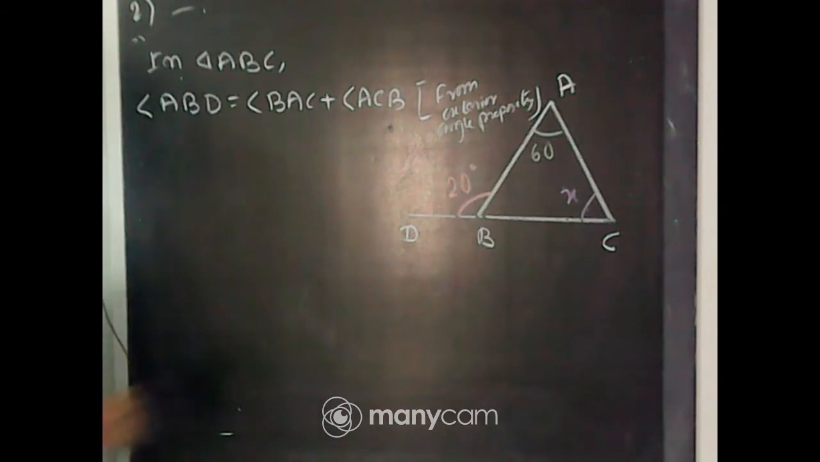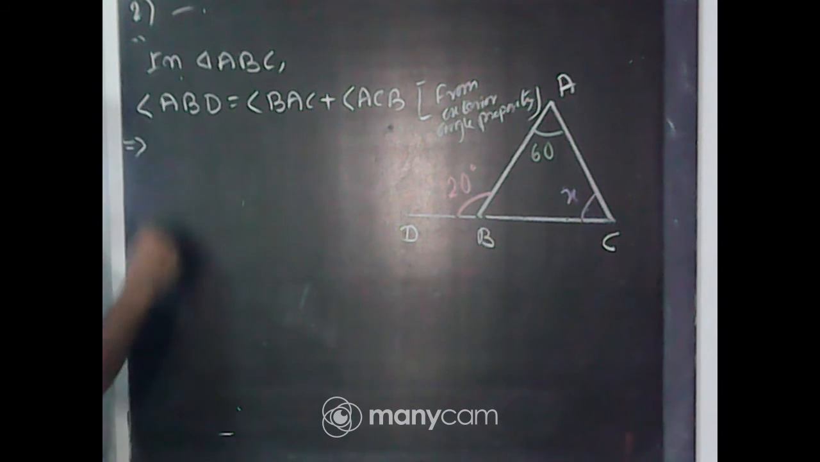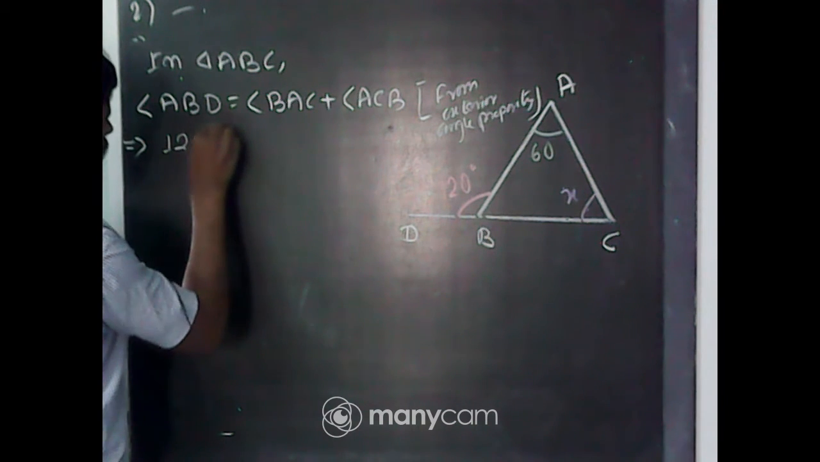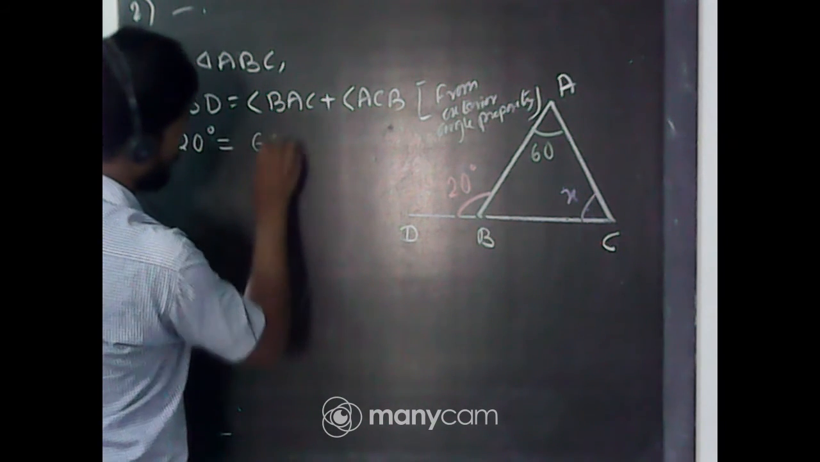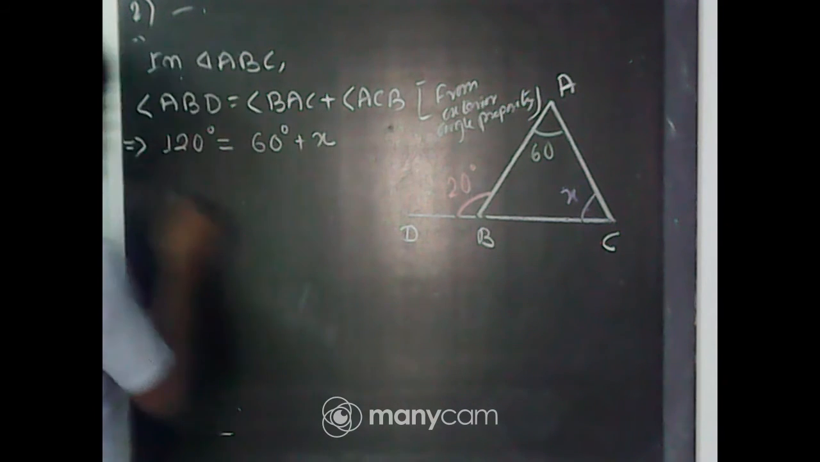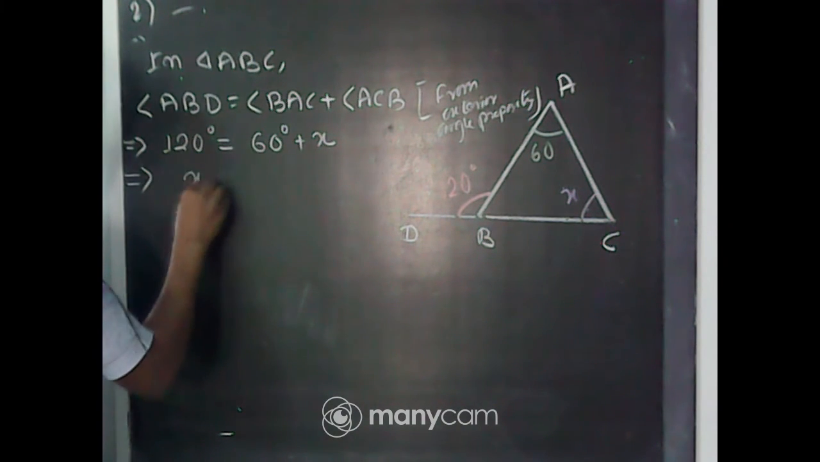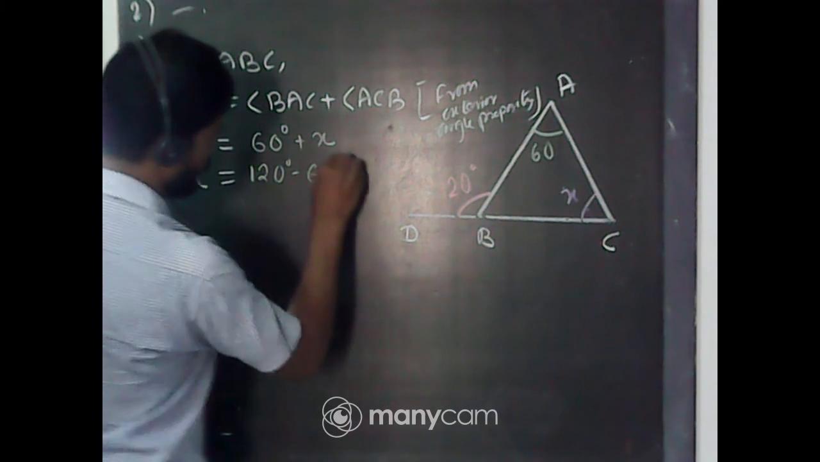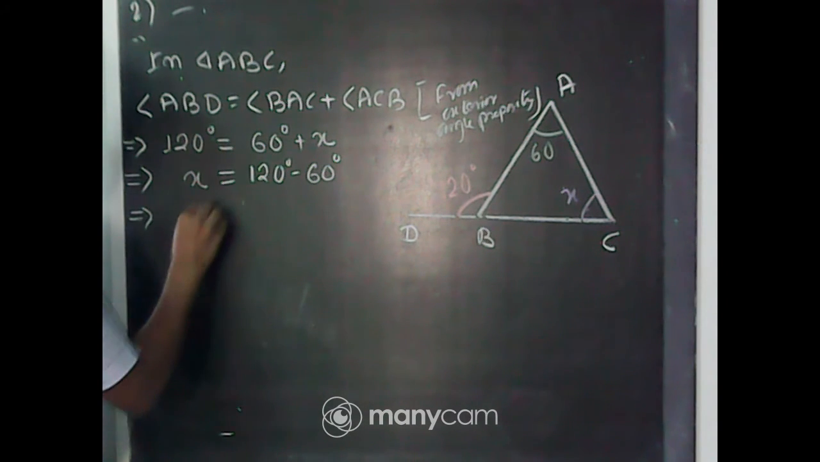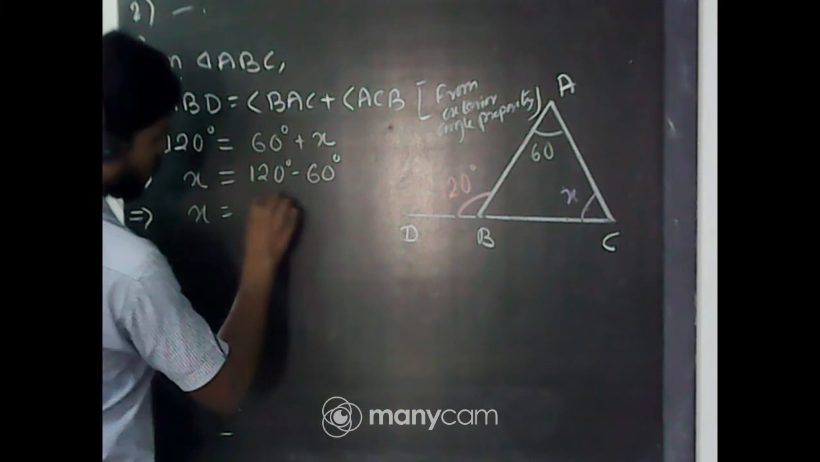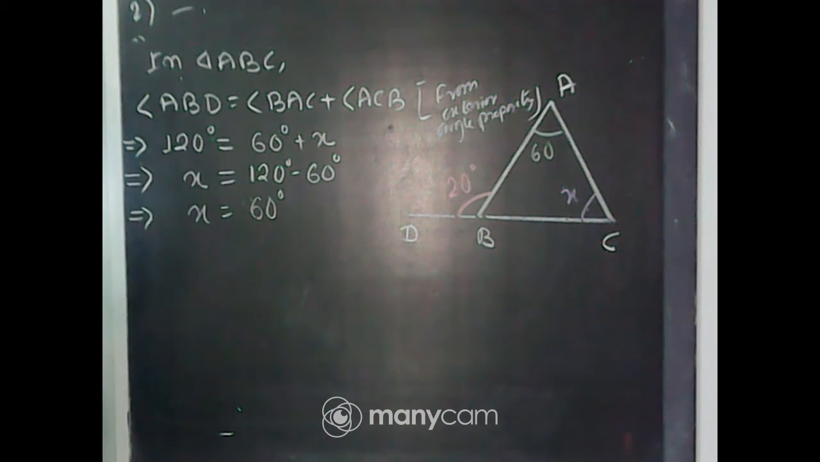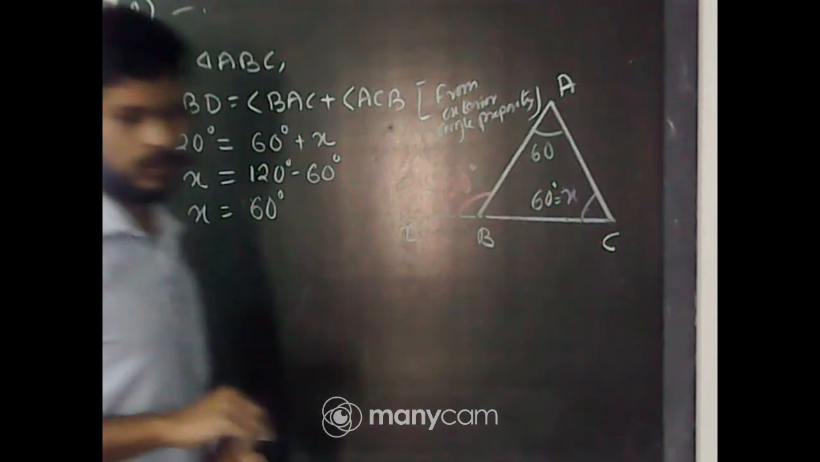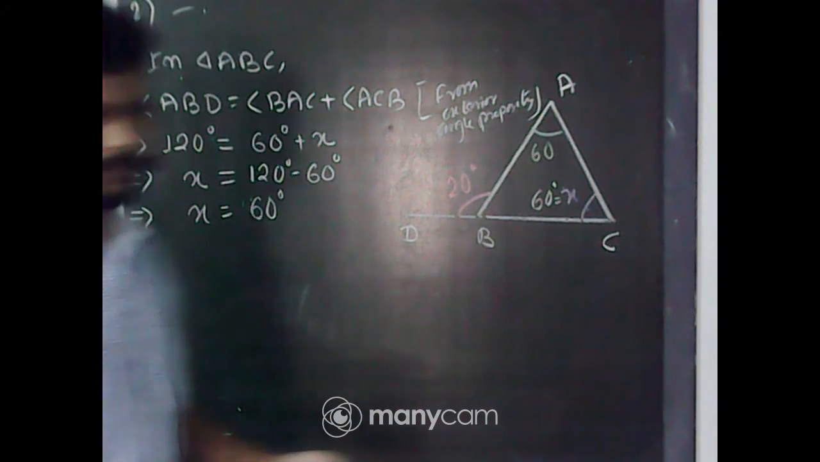From the exterior angle property, what is the value of ABD? That is equal to 120 degrees, which equals BAC, that is 60 degrees, plus x. Now from here, the value of x is equal to 120 degrees minus 60 degrees. If I subtract 60 from 120, the result will be 60 again. That means this unknown angle is 60 degrees, and hence solved.